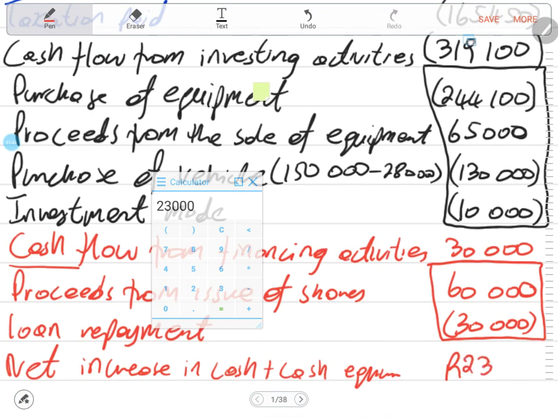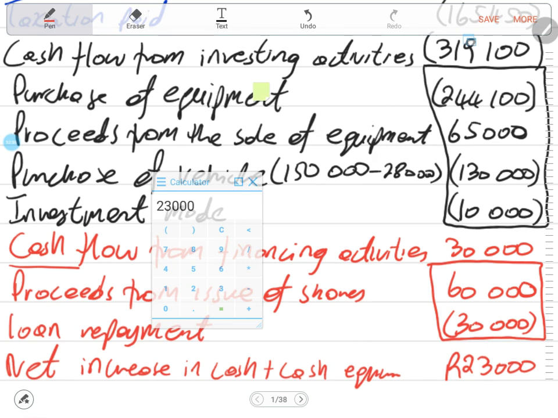So now the 23,000 rands is an increase in net cash flow. That means the total of cash that came into the business is more than the total of cash that went out of the business over the period of the current year we are busy with. Then that becomes the net increase in cash and cash equivalent.